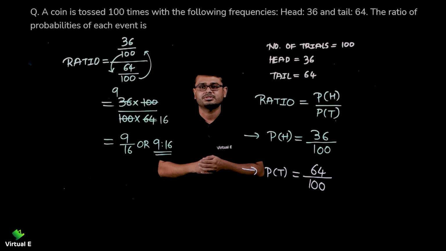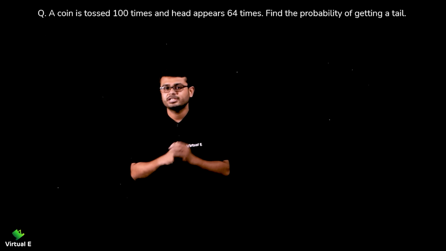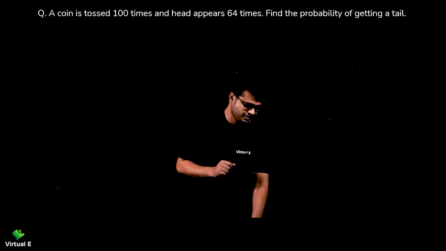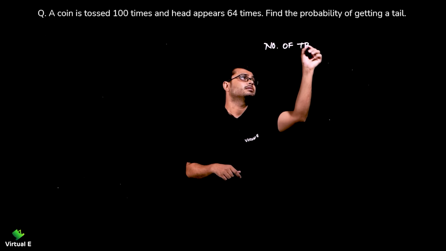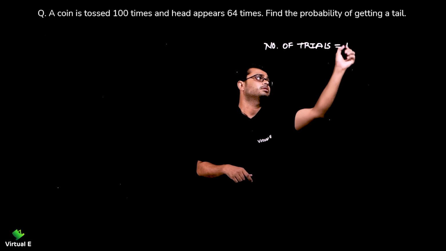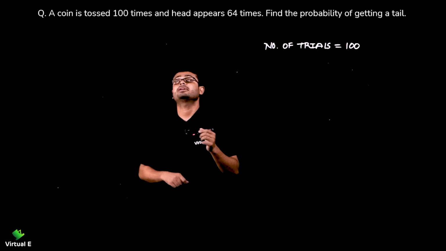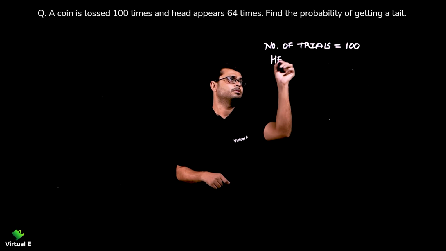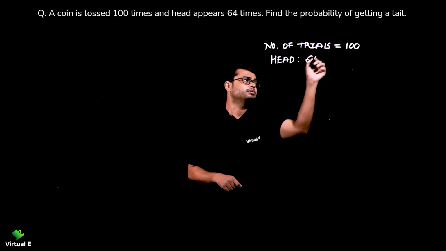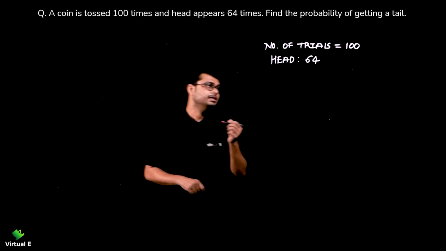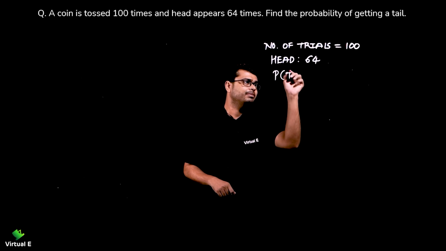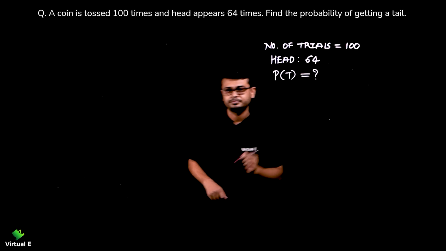Let's discuss one more interesting question. So let's start. A coin is tossed 100 times and head appears 64 times. Let's write this information. Number of trials is equal to 100 and head appears how many times? 64. So head is equal to 64. Now what do we need to find? The probability of getting a tail.